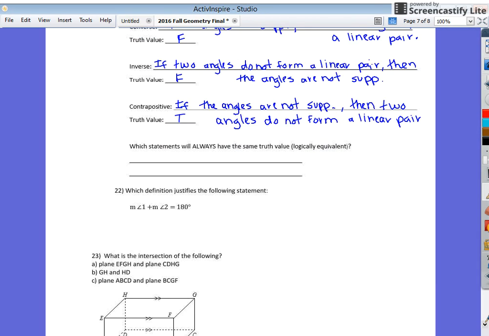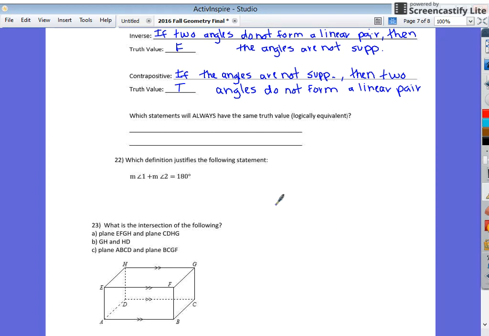We talked about logically equivalent statements during this unit as well. This was chapter 2. And it says which statements will always have the same truth value. Remember that your conditional and your contrapositive are always logically equivalent, meaning if one is true, the other one's true. If one is false, the other one's false. And your converse and inverse are also logically equivalent.